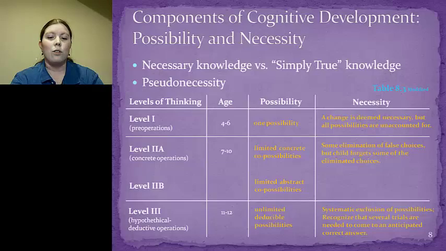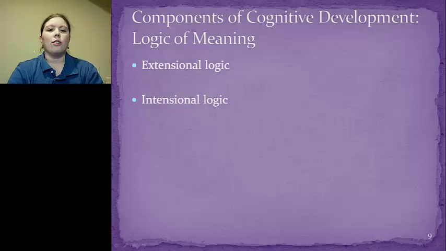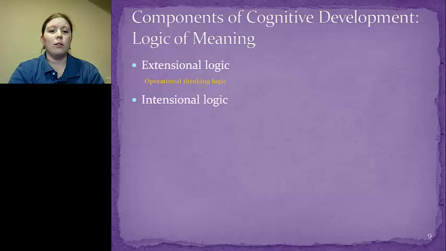The third concept that shows the nature of logical thinking is the logic of meaning. Extensional logic is operational thinking logic, which includes a word's meaning or when references are made in statements and whether such words or statements can be considered true or false. The text gives the example of showing a child a box of brown and white wooden beads. So the statement that there are more white beads than wooden beads is false because they are all wooden beads.